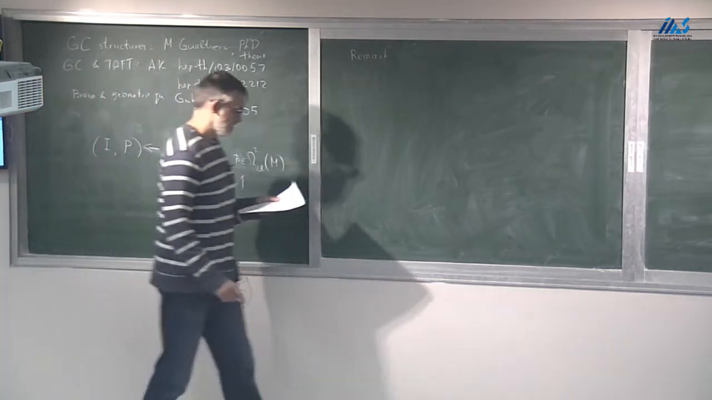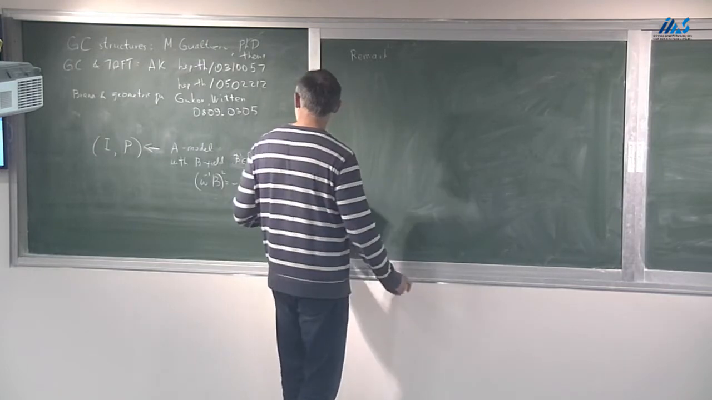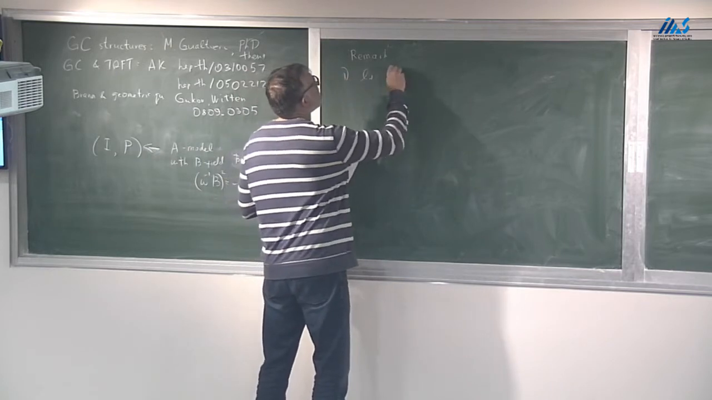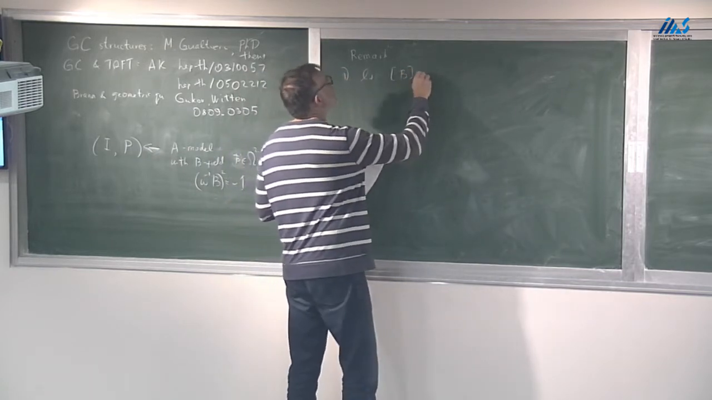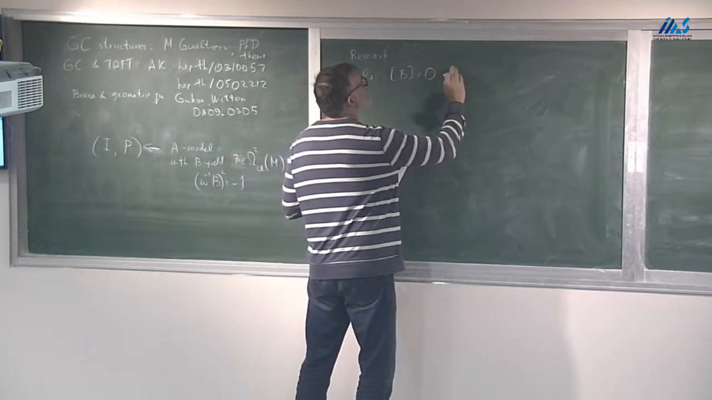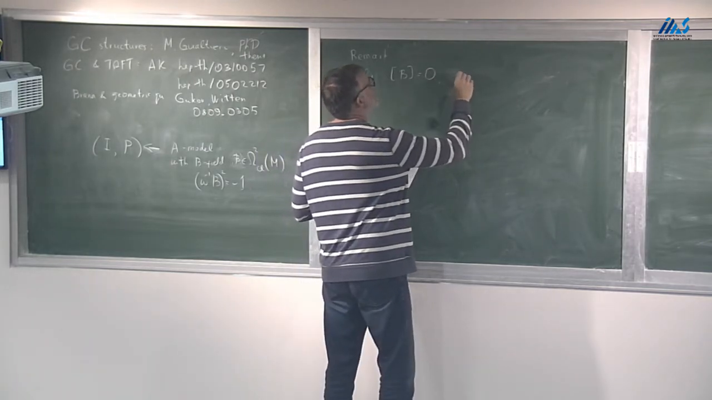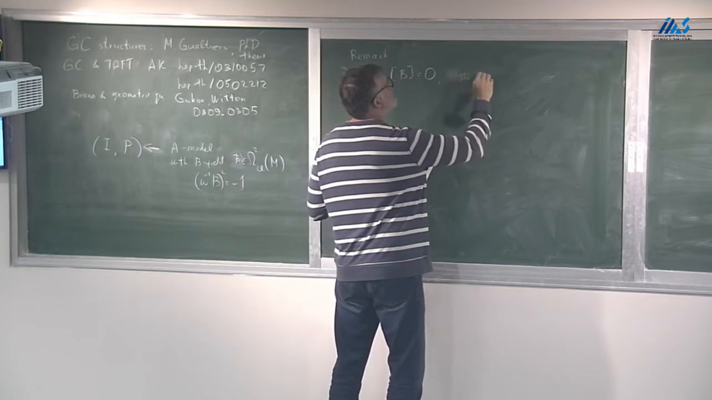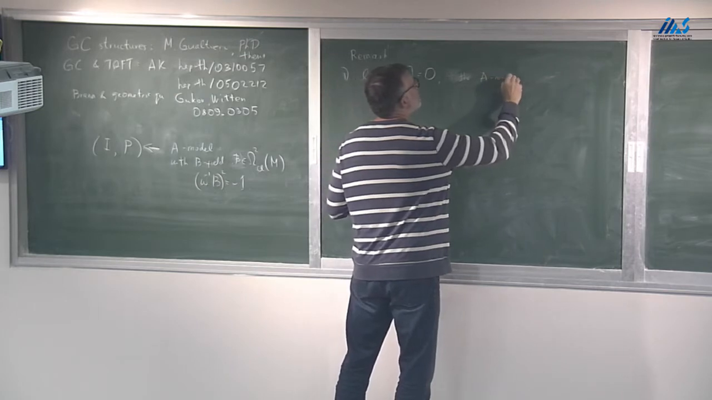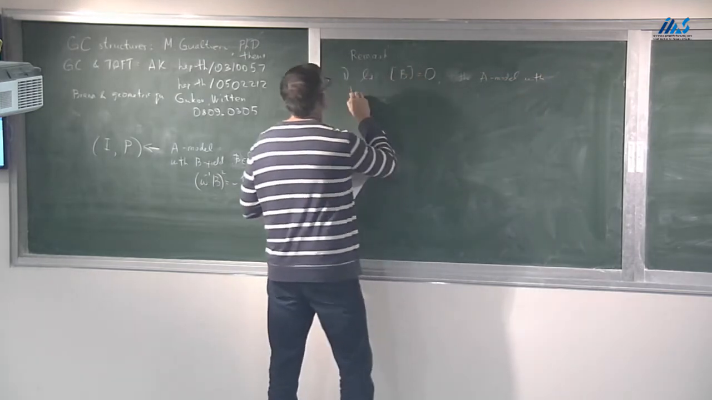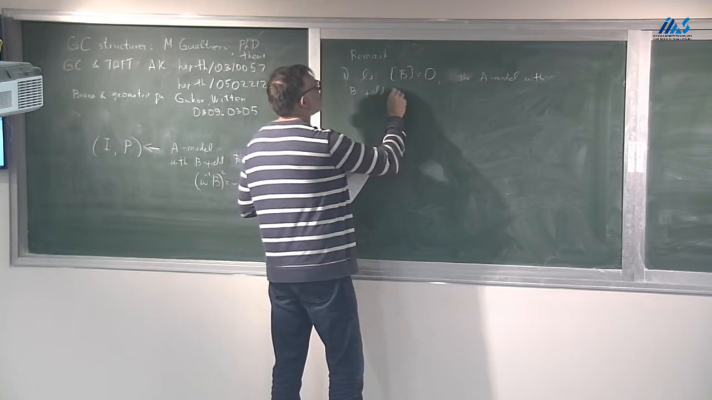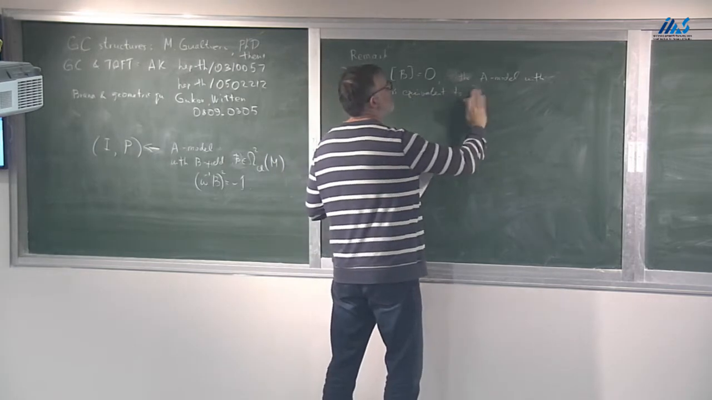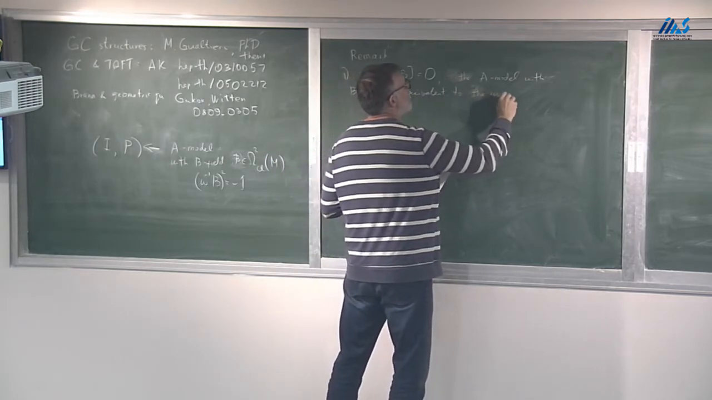Now in some cases actually this is the same as the A model without any B, with zero B field. So if the cohomology class of B is 0, the A model with B field is equivalent to the usual A model.